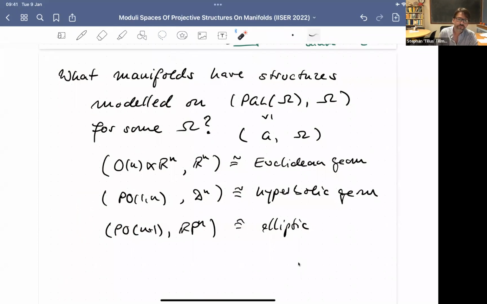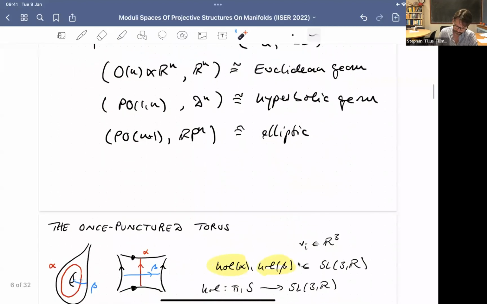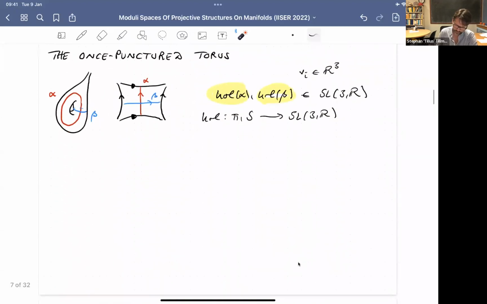But what this framework allows us is slightly more flexible, because now we can move between them, yeah. And there are lots of geometries in between. So what kind of things does one get? Let me go to an example, just to do one. So here's a one-puncture torus. And so the one-puncture torus is here.